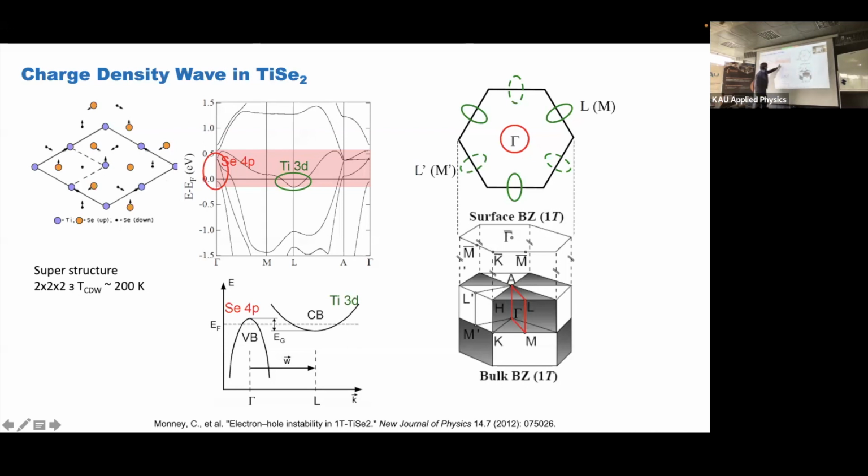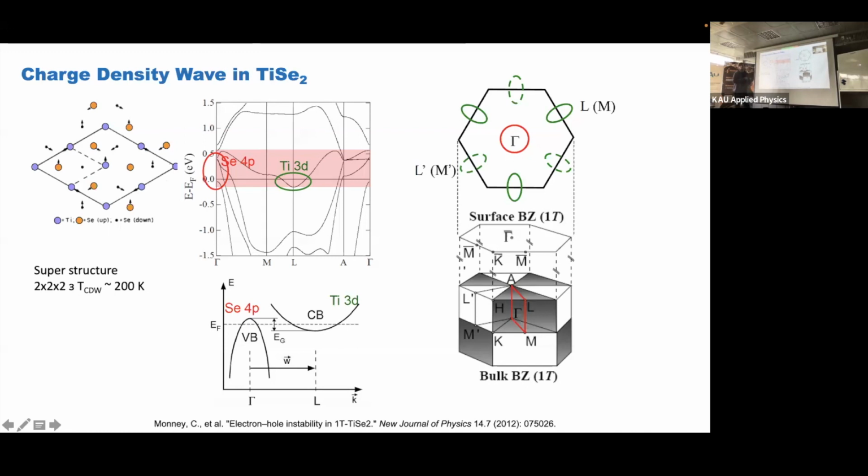You maybe noticed that at the M and L points the phonon softening occurs. They are not random points. So at the L point for TiSe2 we have these electron pockets, which means the band goes down under the Fermi level. And here we have a hole pocket, which means the band goes up above the Fermi level. And this pocket goes to this hole. So this green ellipse goes to this red circle, to the gamma point.